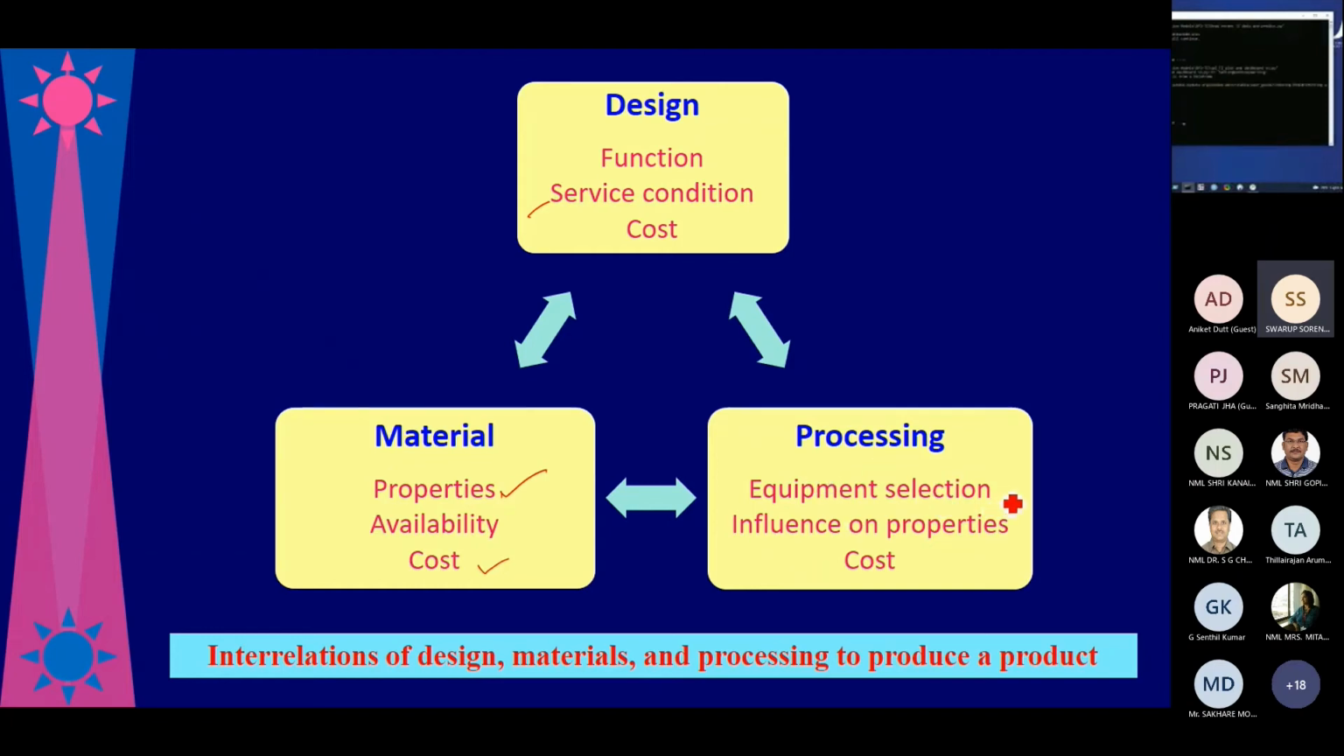So you will have to choose equipment by which you can do, whether you want to do casting, you want to use powder metallurgy, or you want to do additive manufacturing, or so many options will be there with you. And all these options, processes will be giving you the data on different parameters. I will come to that later. And the interrelations of design, materials, and processing to produce a product is very important to understand.